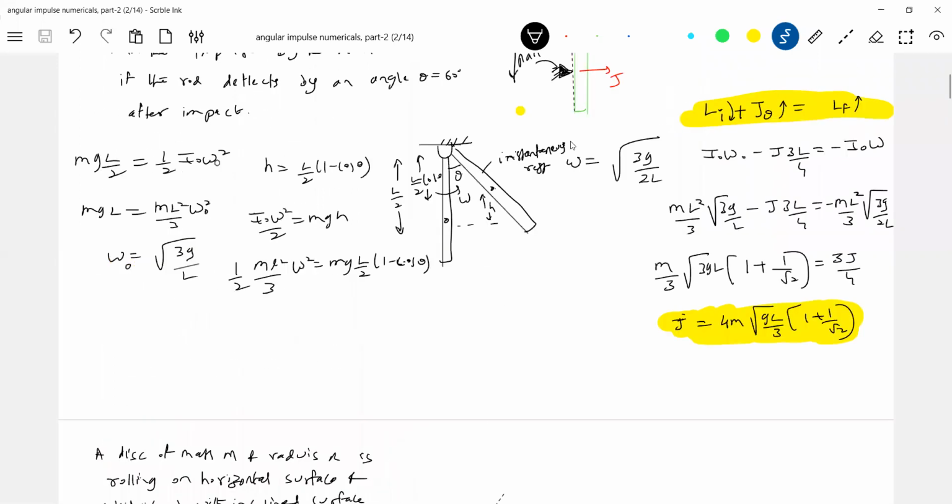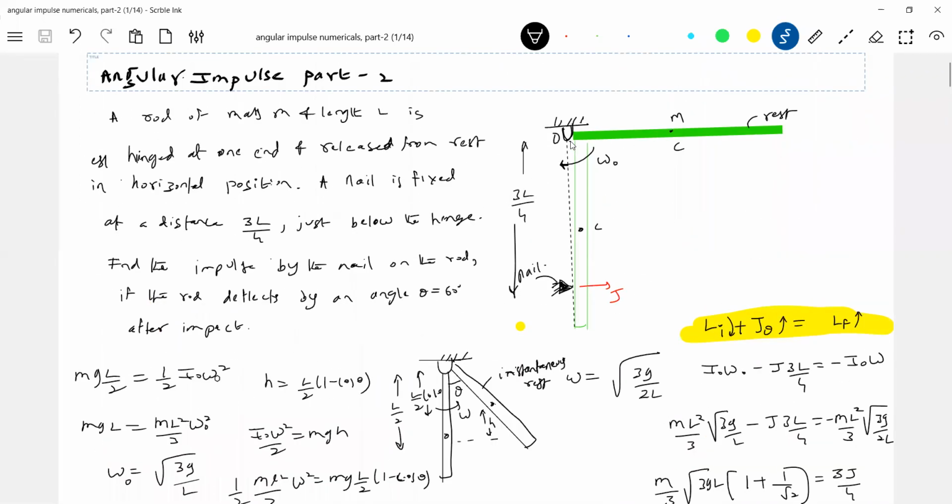For nail plus rod, this impulse will be external, no? Of course, the impulse which is acting here, what impulse will act by the rod on the nail, and by the nail on the rod, that will be equal and opposite. But this will become external, no? Nail plus rod also.